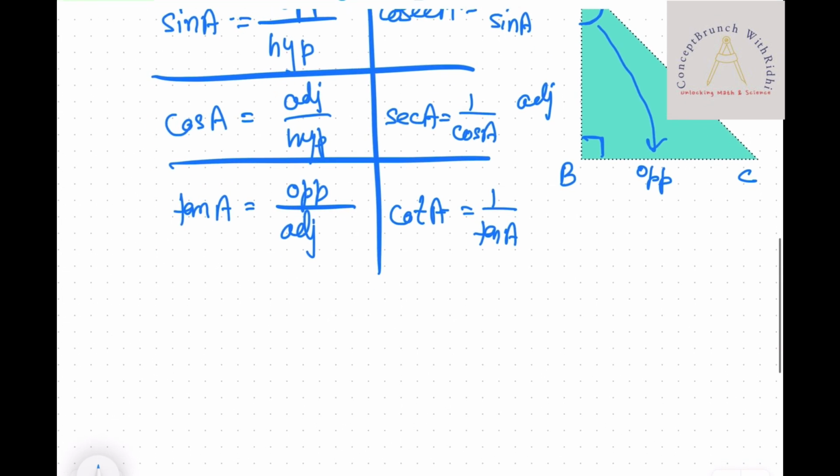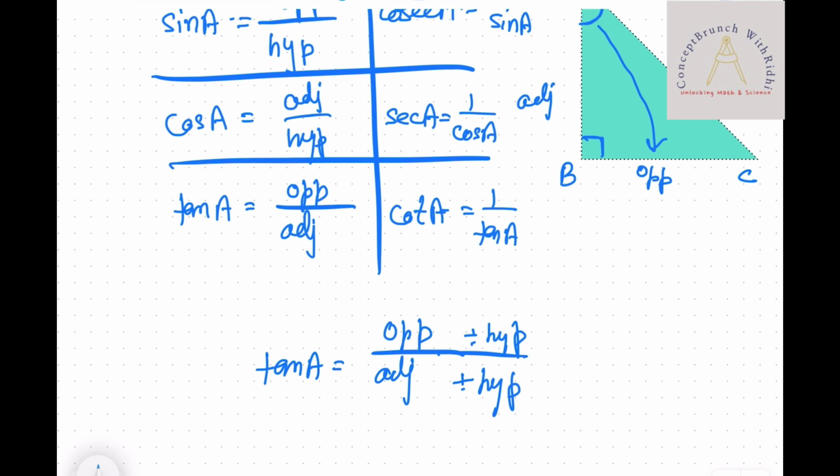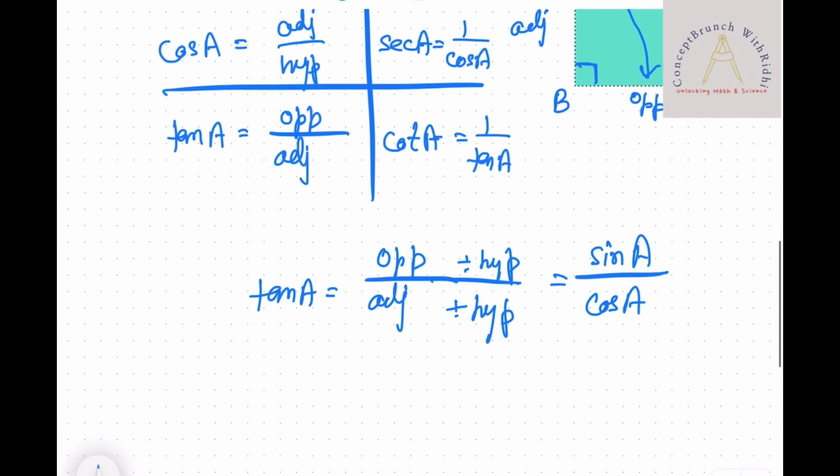Let's derive one more formula here. Tan A equals what? Opposite divided by adjacent, right? Let's divide up and down by hypotenuse. Now opposite divided by hypotenuse is sine A, and adjacent divided by hypotenuse is cos A. So for tan A we can write two formulas: 1 over cot A, and sine A divided by cos A.